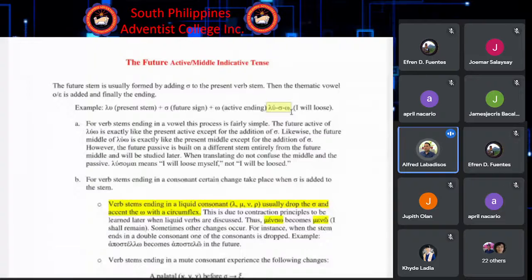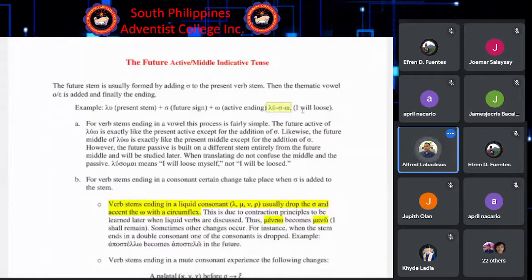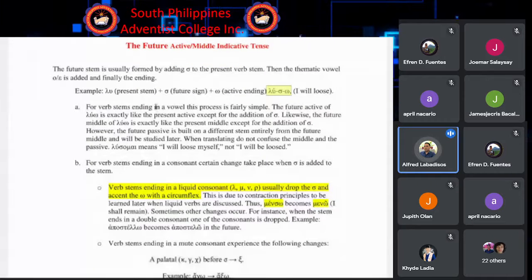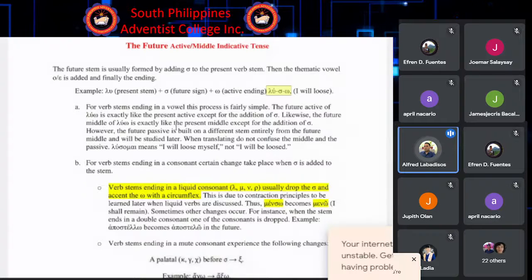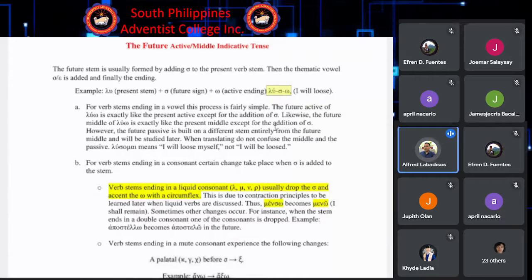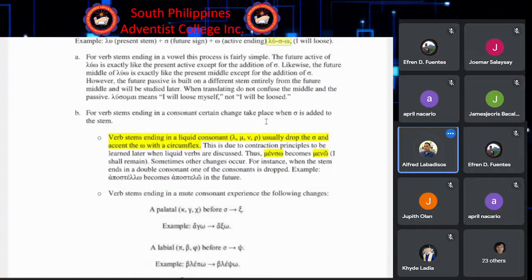This is now the form of the future active. So lu plus sigma plus omega: luso, I will lose. Now for verb stems ending in a vowel, the process is fairly simple. The future active of luo is exactly like the present active except for the addition of sigma. Likewise, the future middle of luo is exactly like the present middle except for the addition of sigma. So for the active and the middle future, you add only sigma to the present tense.